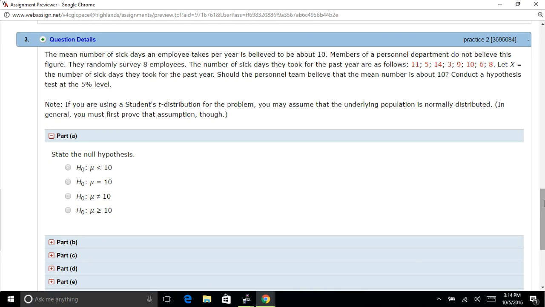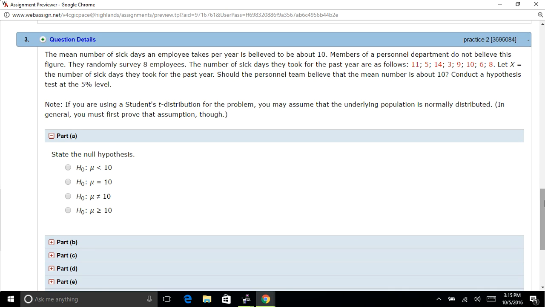The mean number of sick days an employee takes per year is believed to be about 10. Members of a personnel department don't believe this figure. They randomly survey 8 employees. The number of sick days they took in the past year are as follows: 11, 5, 14, 3, 9, 10, 6, and 8. Let X be the number of sick days they took the past year. Should the personnel team believe the mean number is 10? Conduct a hypothesis test at the 5% level.